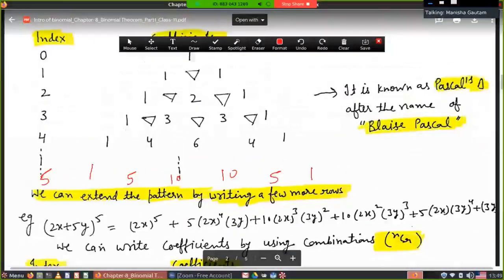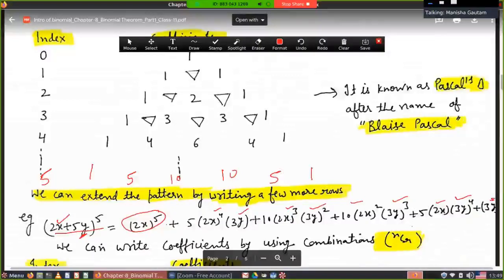Yes, see here (2x + 5y) whole power 5. If I expand it, the first term in decreasing power is (2x) to the power 5, then 4, then 3, then 2, then 1 and the last is 0, not written. Now if I'm talking about b, here b is 5y. The power of this will be in increasing order. Here it is 0, it is 1 in the second term, then 2, 3, 4 and here it will be 5.